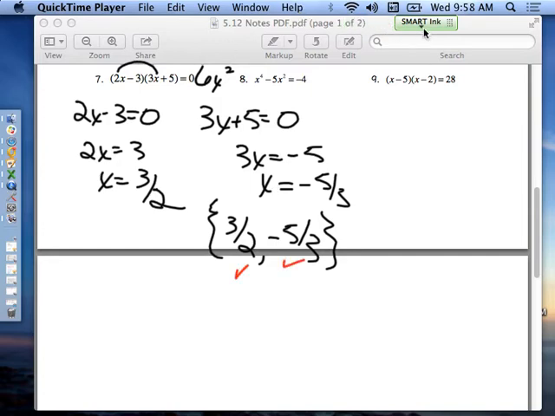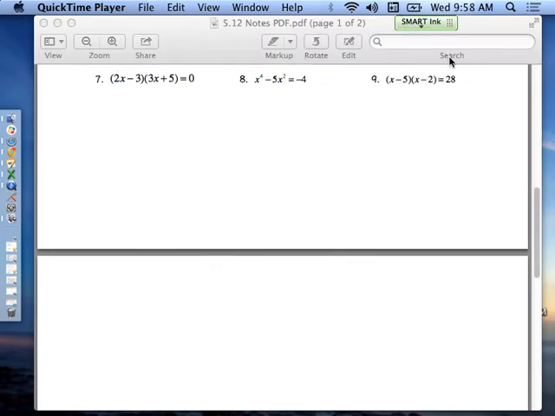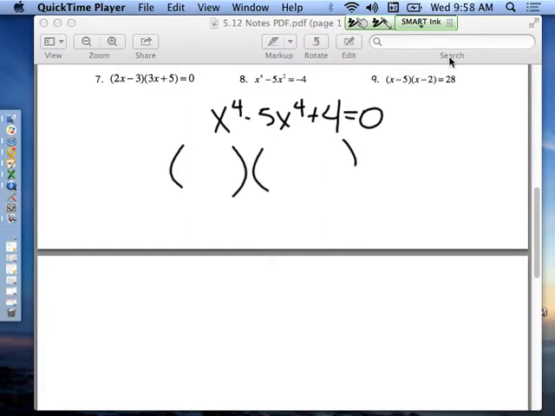Let's look at number 8. Number 8, well, it's not set equal to 0, so that's step number 1. x to the 4th minus 5x squared plus 4 equals 0. Then factor this. I need factors of 4 that sum to negative 5. So that would be x squared minus 1, x squared minus 4, since negative 1 plus negative 4 is negative 5, and negative 1 times negative 4 is positive 4. Now, I'm going to let you factor this on your own.